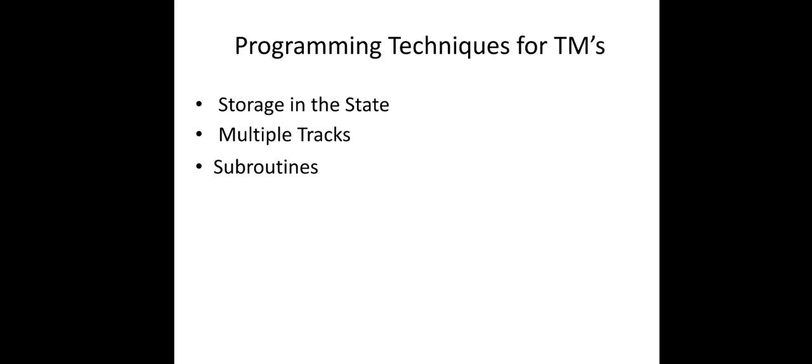The various programming techniques for the Turing machine are storage in the state, multiple tracks and subroutines. One of the best examples for subroutine is multiplication, where every time you find a match, you will have a separate subroutine. Now let us see it.